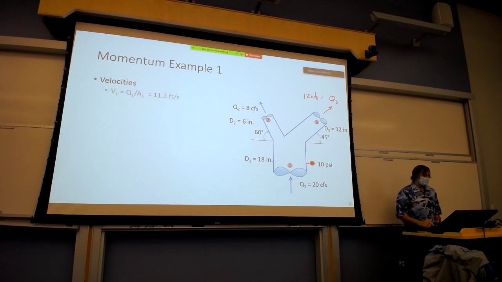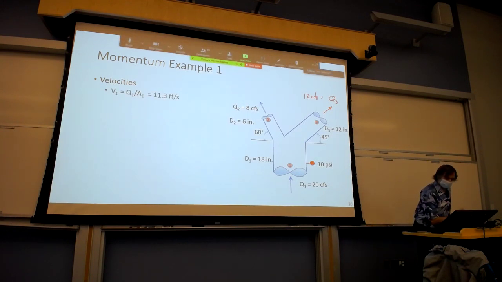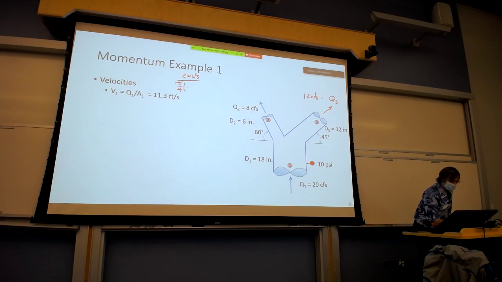And so V1 is Q1 over A1. So Q1 is 20 cubic feet per second. And A1 is pi over 4 times 18 inches, which is 1.1 foot squared. And that's equal to 11.3 feet per second.